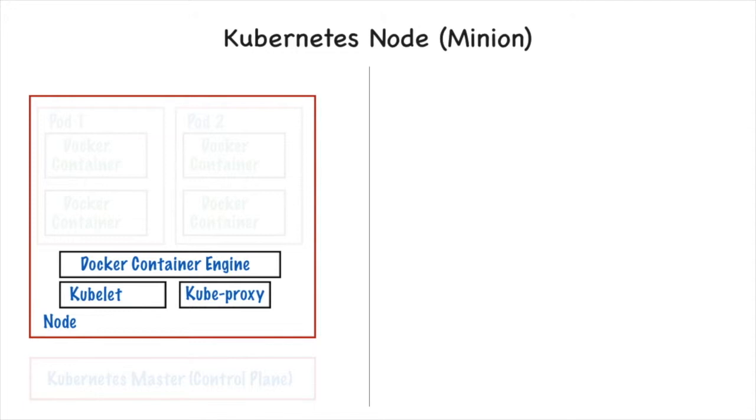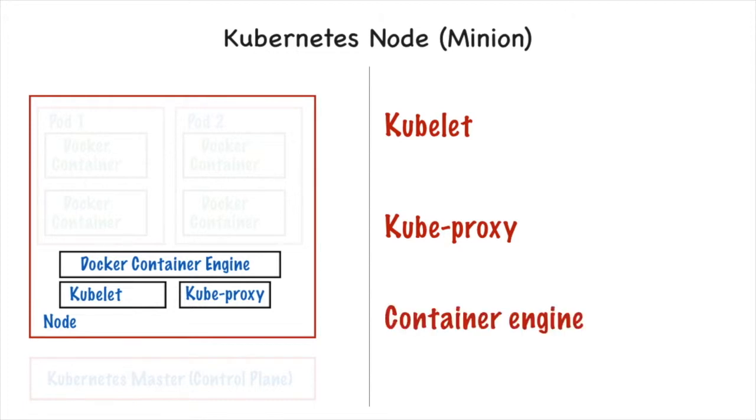But uniformly, these nodes or minions as they used to be called are going to run three important pieces of software. The first of these is going to be a kubelet, the second is going to be the kube proxy or the network proxy, and the third is going to be the container engine, usually Docker. Let's double click on each of these.